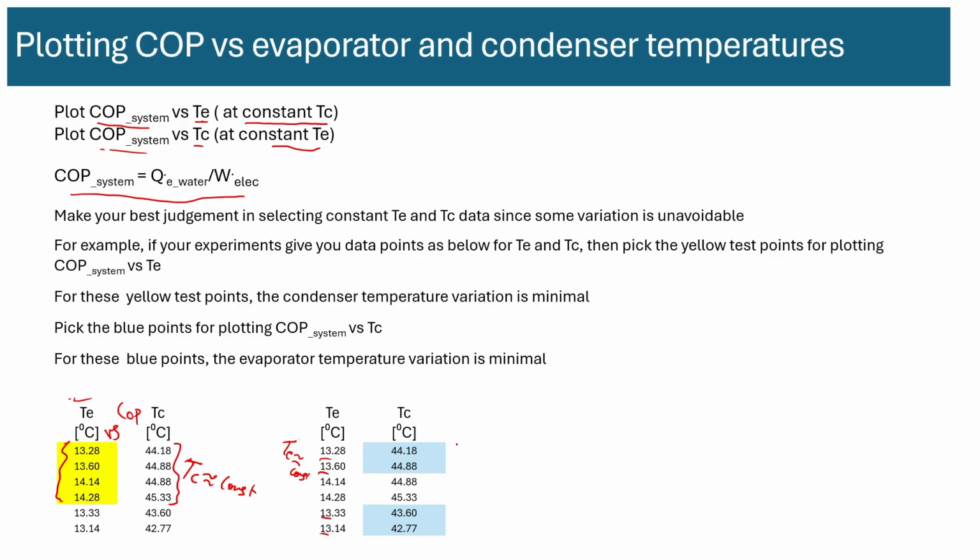So I can plot these evap temperature values with COP and say that it's at constant condenser temperature. And you plot these condenser temperatures versus COP to get TC versus COP plots. The plot should have COP on the y-axis and the temperature, either TC or TE, on the x-axis. And you have to look at the trend. What happens to COP when the condenser temperature increases or decreases, and when the evap temperature increases or decreases, and why does that happen? You have to do some explanation there.